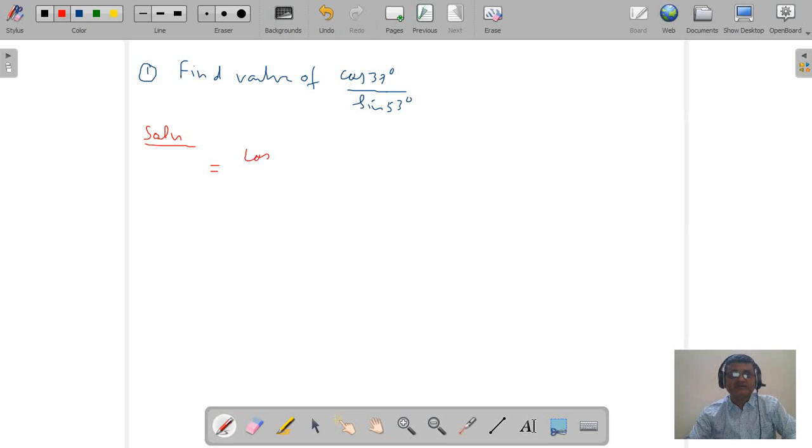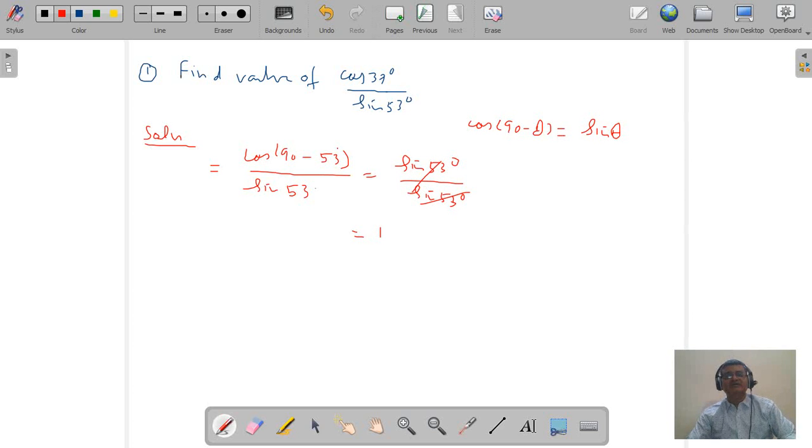So this can be written as cos 90 minus 53 divided by sine 53; the denominator will remain the same, we are not changing it. As per the formula we have just discussed, cos 90 minus theta is equal to sin theta. So we can write it as sin 53 degree upon sin 53 degree. These two get cancelled, the answer is 1. Once you know the formula, it is easy to solve this kind of question.